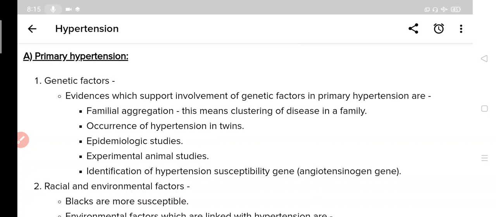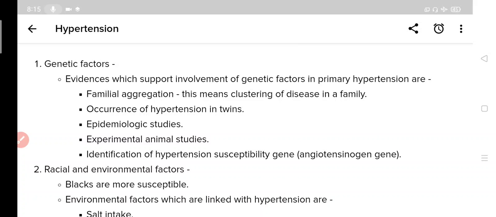And then there are epidemiological studies that found that hypertension runs in families, and experimental animal studies. And the last one, the most important one, is identification of a hypertension susceptibility gene. This is a gene called the angiotensinogen gene, which is commonly found in people with hypertension. So it is suspected that if this gene is present in somebody, he will suffer from hypertension at some point. So these were genetic factors.